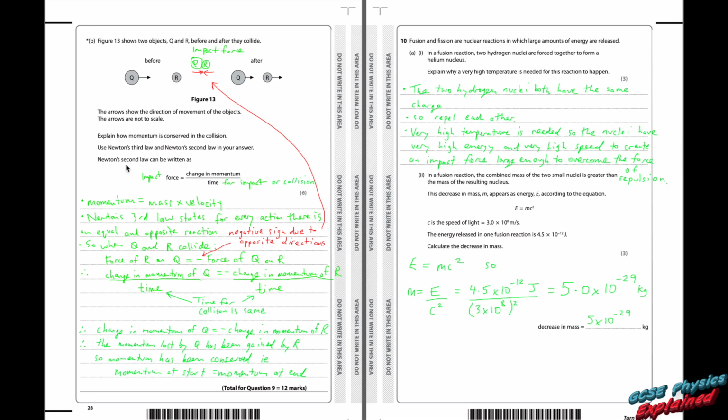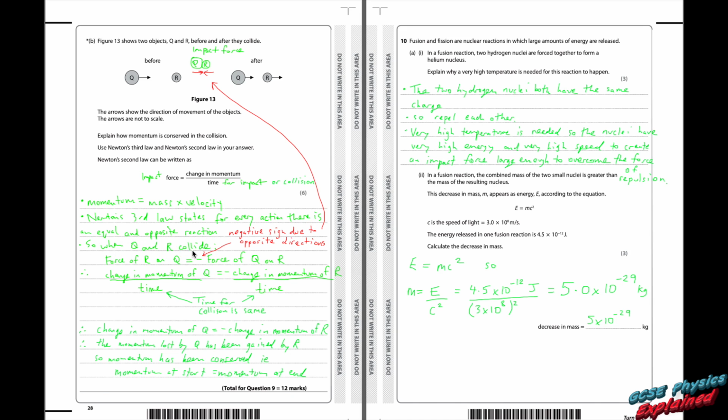It's saying Newton's second law can be written as this: change in momentum over time is the force. Normally it says force equals mass times acceleration. Right, let's start with the basics. Momentum is going to be conserved. So how do you calculate momentum? Well, momentum is mass times velocity. Now, if we use Newton's third law, it states for every action there is an equal and opposite reaction. We'll get a mark for that.